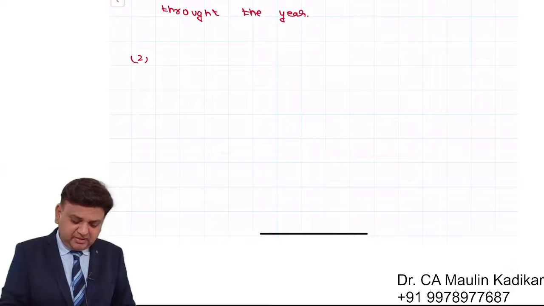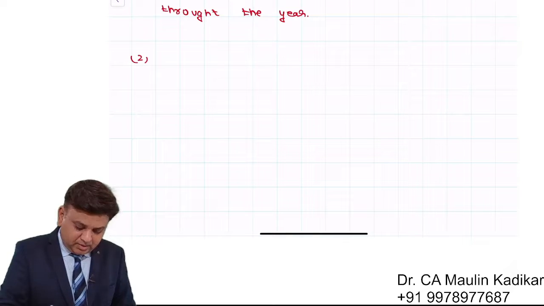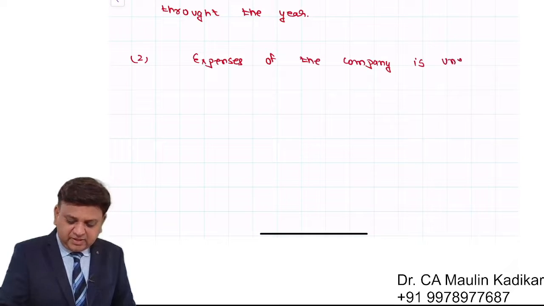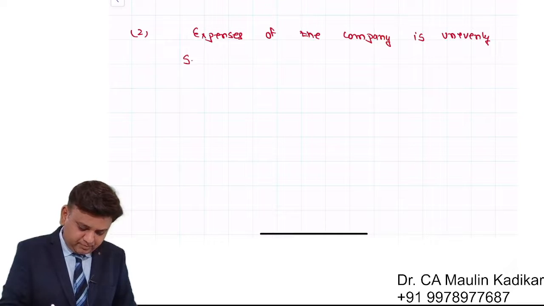The Miller-Orr model says that, don't write anything, let me explain to you, expenses of the company are unevenly spread throughout the year.